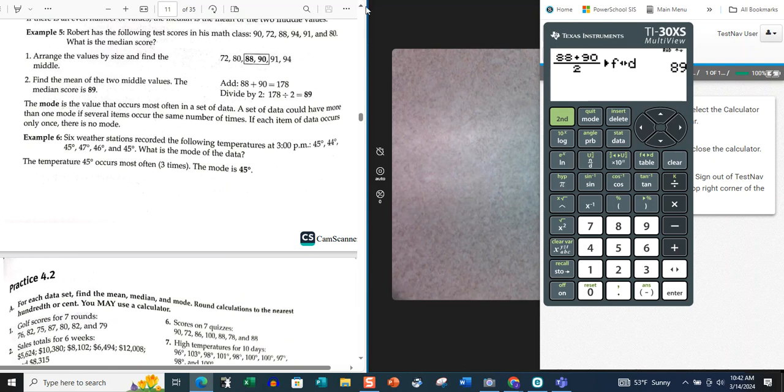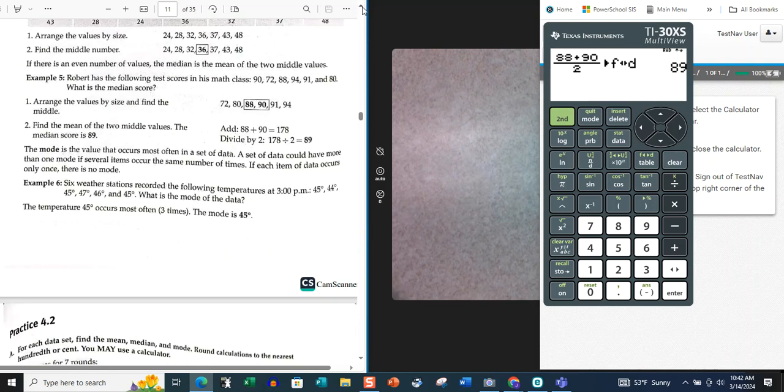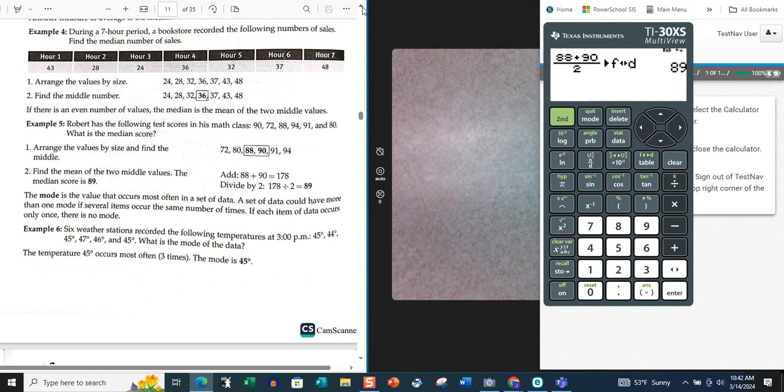Now here's the thing. They did not give you the full definition of mode, so I will have to give it to you. There can be more than one mode, just to let you know. Let's say that 45 appeared 3 times, and 44 appeared 3 times, and both of them appeared the most, then your mode would be 44 and 45. So let me demonstrate that on a sheet of paper.